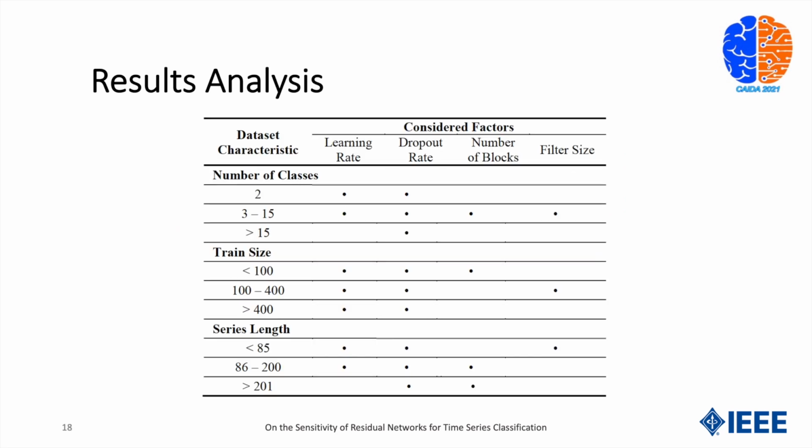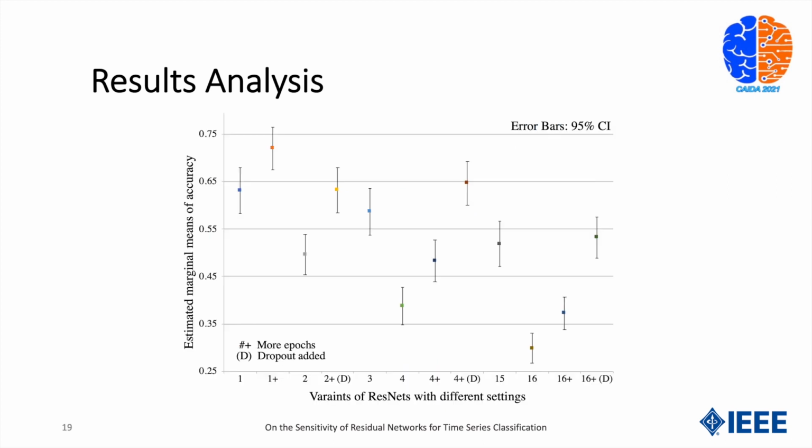What about the interplay between the considered factors and the characteristics of the time series data being classified? Which factors should be considered based on those characteristics? Dropout rate should always be considered, and it's almost the same for learning rate unless the data has many classes or lengthy records. For the number of blocks and filter size, it varies, while the same rules just mentioned apply here too. But what if these findings are influenced by our design decisions?